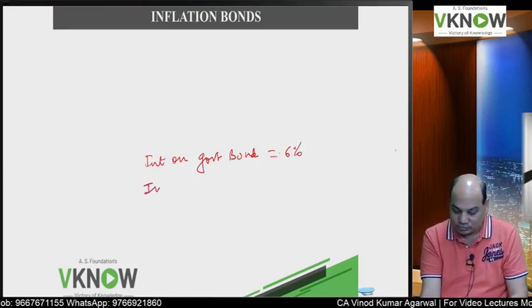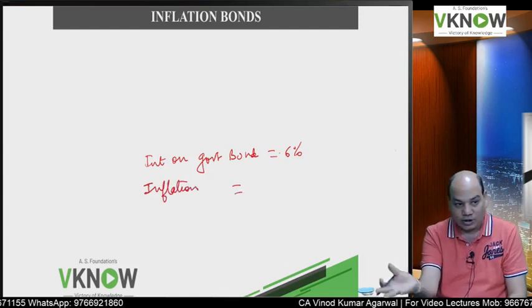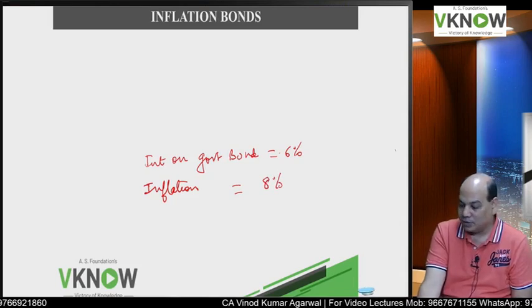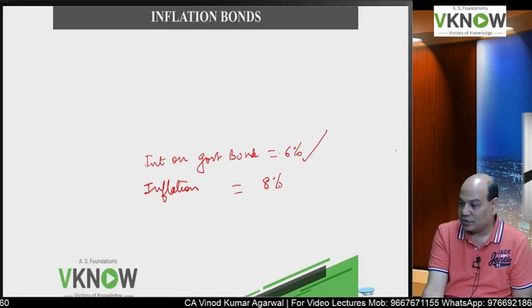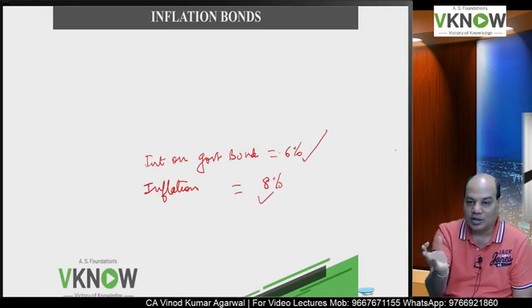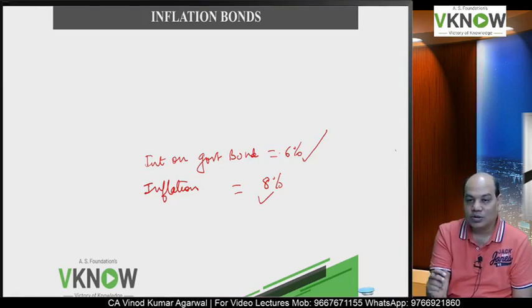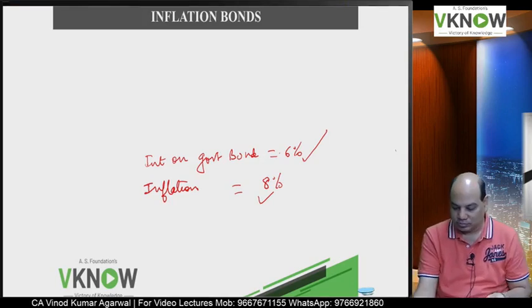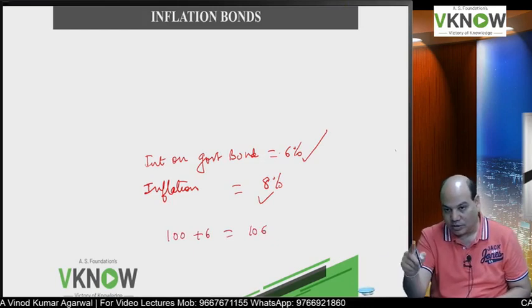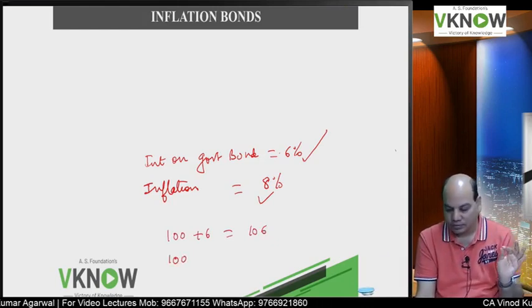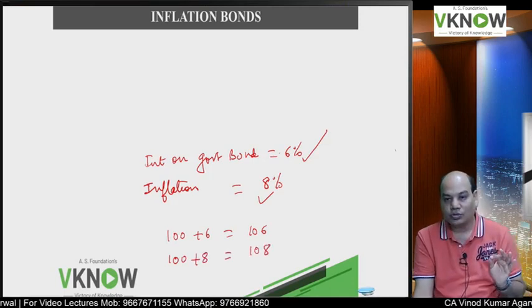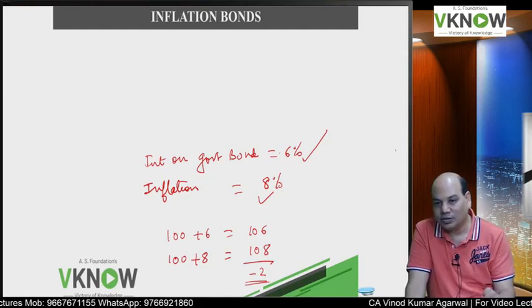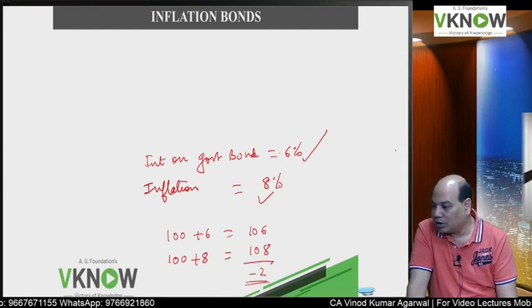And what is the inflation? Very high. Tomato is selling for 200 rupees per kg, 180 rupees per kg. So inflation is 8%, for example. If a government of India bond gives you 6%, whereas the inflation is 8%, are you genuinely earning anything? The answer is no. Your 100 rupees with interest becomes 106 after 1 year. The same goods and services after 1 year are going to cost you 108 rupees. So due to inflation, you are not able to maintain the purchasing power of your money. Is it right?